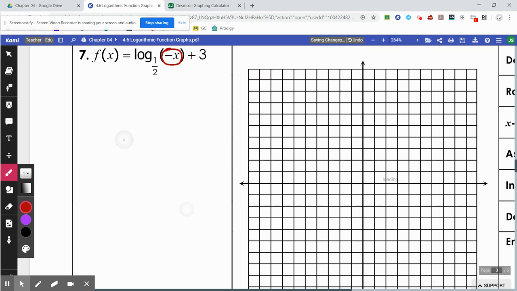But the way you're going to have to type this in, this would be the log of -x, and you might be saying, I didn't think we could take the log of a negative. You're going to have to plug in negative values for x in order to allow this to be legal. If you were to plug in 1, you're right, that's the log of -1, but if you were to plug in -1, it would be legal. We're going to type it in as the log of -x divided by the log of 1/2, that's your change of base formula, and then plus 3.